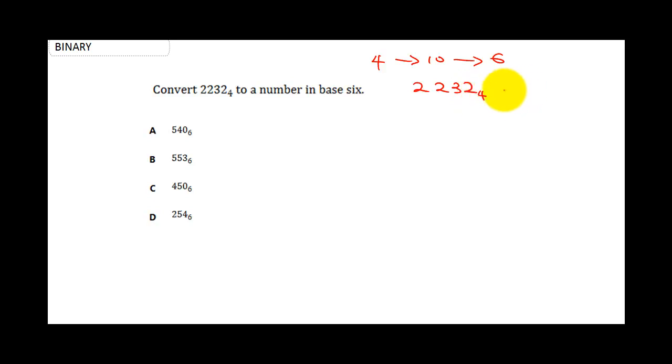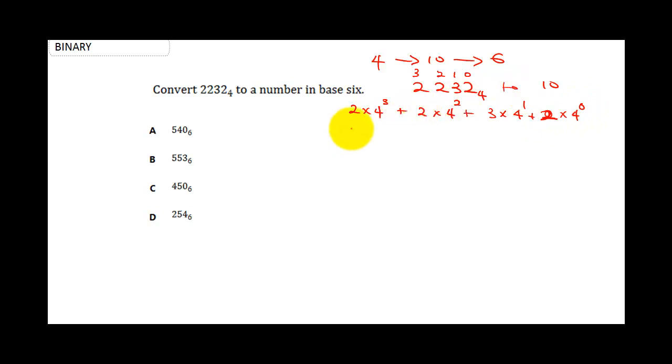232 base 4 to base 10, this is how you do it: the positions are 0, 1, and 2. So you perform 2 times 4 raised to the power 2, plus 3 times 4 raised to the power 1, plus 2 times 4 raised to the power 0.